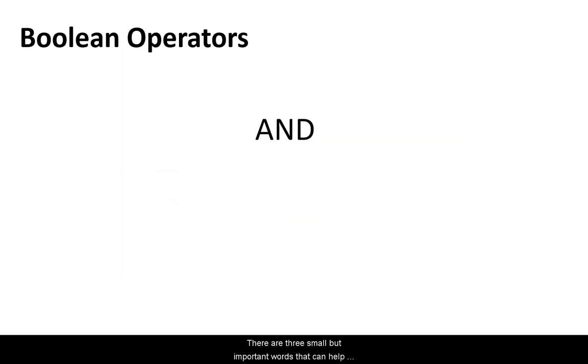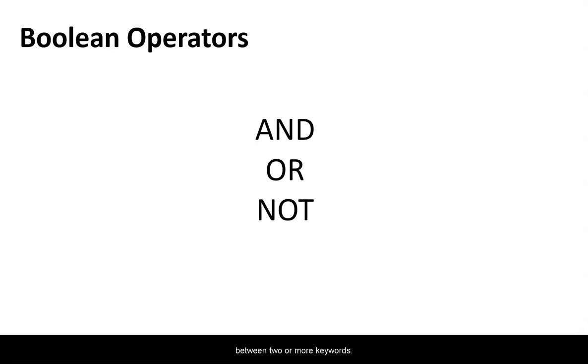There are three small but important words that can help you with finding relevant information in our databases. They are and, or, and not. Librarians call these Boolean operators, and they are used to show a relationship between two or more keywords. Let's look at each one.